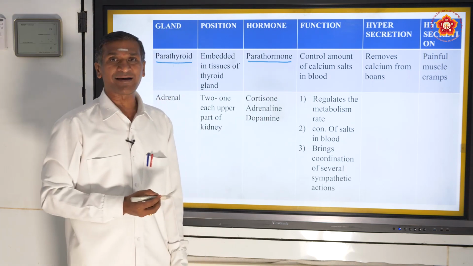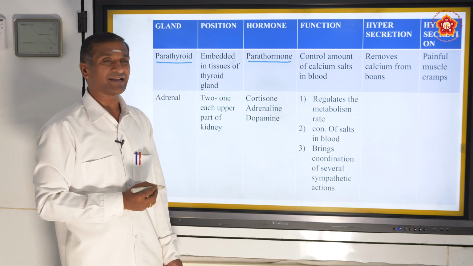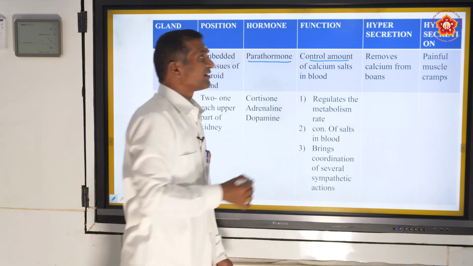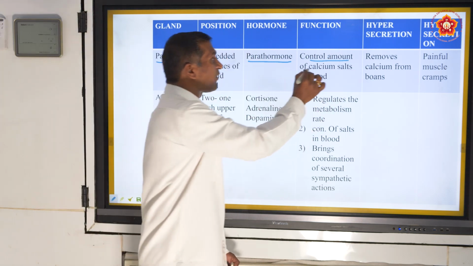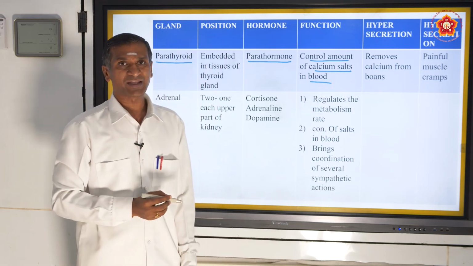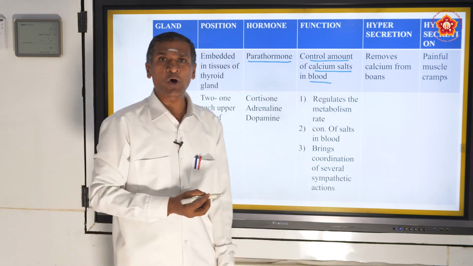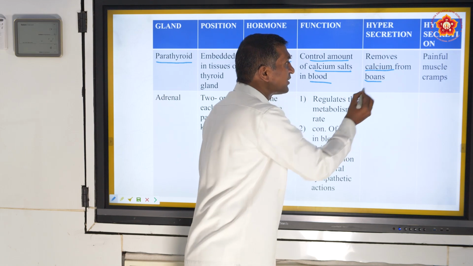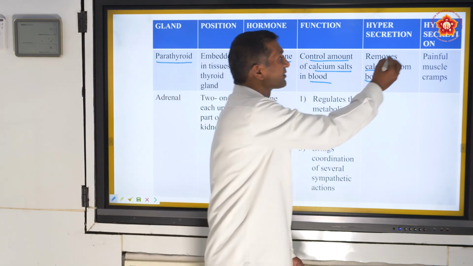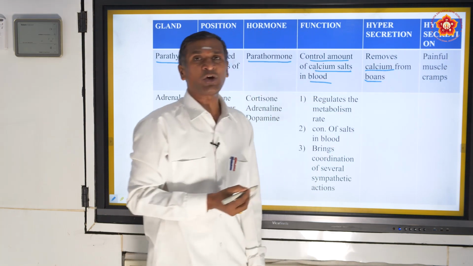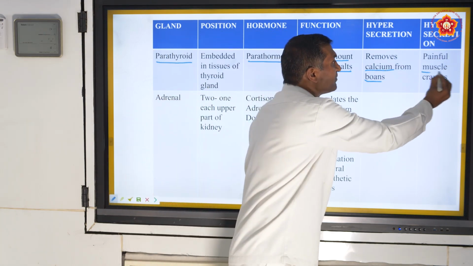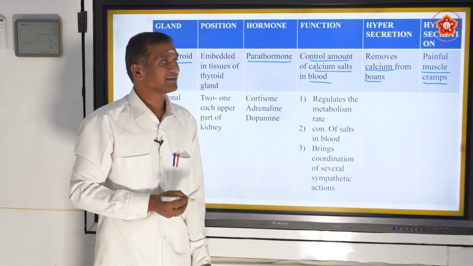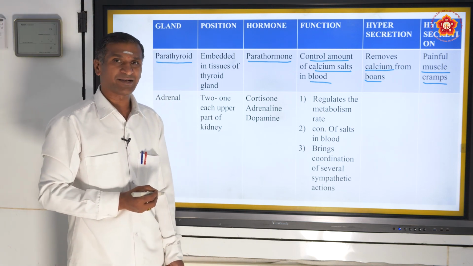Paratha hormone is the hormone produced by the parathyroid gland. What is its function? It controls the amount of calcium salts in the blood. If there is more production of this paratha hormone, it removes calcium from the bones. If there is less production of paratha hormone, there are painful muscle cramps, snayugala selata in Kannada.